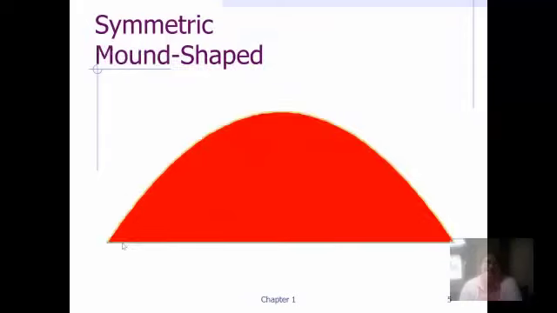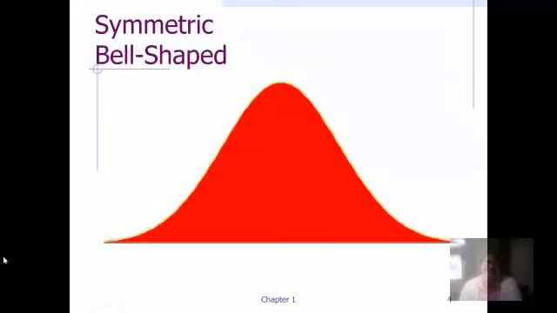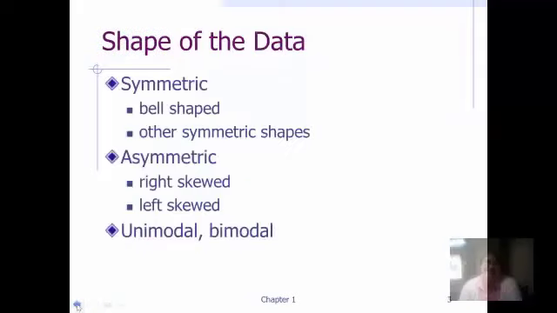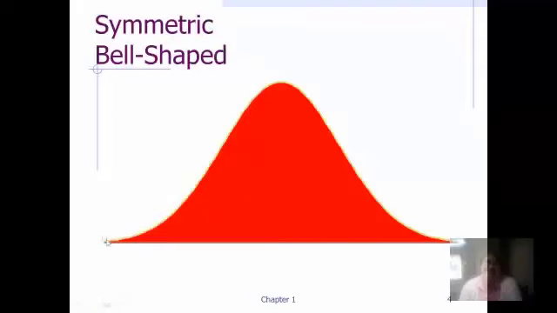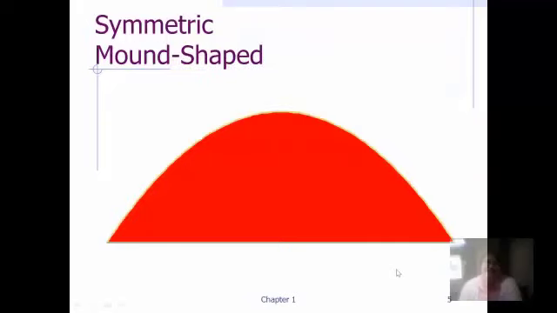Now, mound shape is similar. It's also symmetric, but notice that it keeps its curve direction throughout the whole range of scores. I'm going to back up here. In the bell-shaped, see how it curves in and then it curves out and then it curves in again. So just notice how the bell shape is different from the mound shaped.